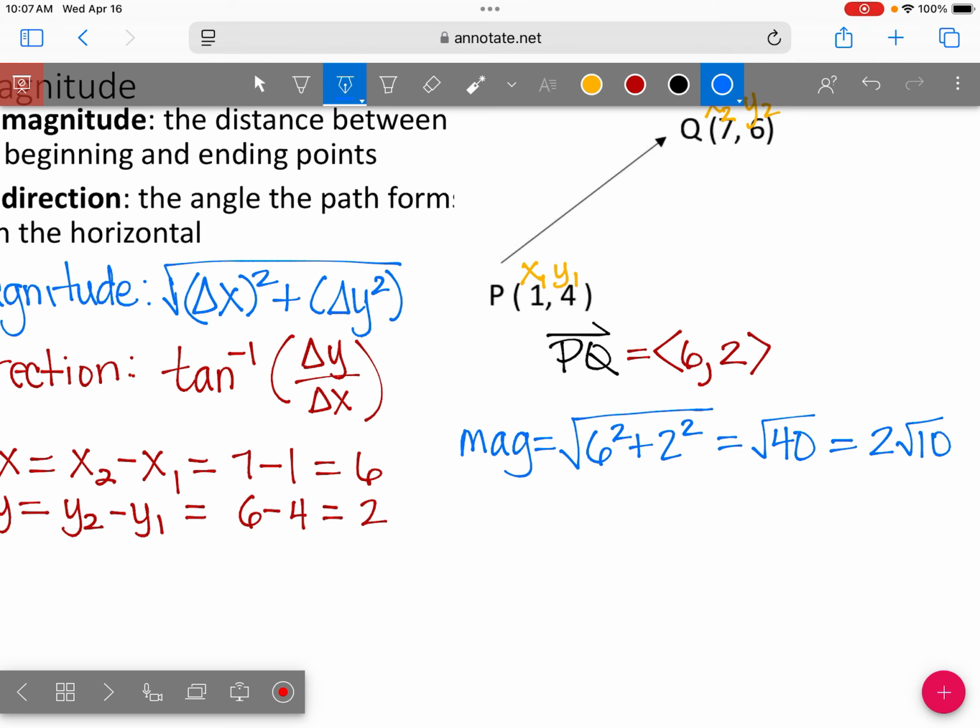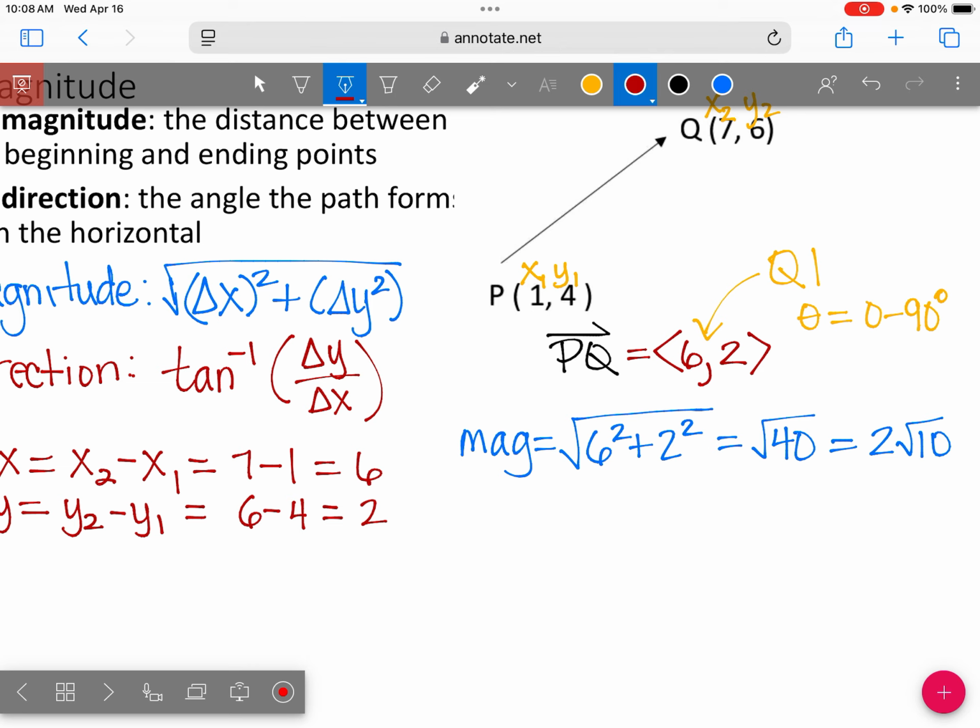Now, when we talk about direction, we need to think about, if this is my change in x and change in y, what quadrant has a positive x and a positive y? That would be quadrant 1. So we know that this is Q1. And because it's Q1, our direction, which is theta, has to fall between 0 and 90 degrees. So let's see if we get an answer between 0 and 90 degrees. And we'll talk later about what to do when that doesn't happen.